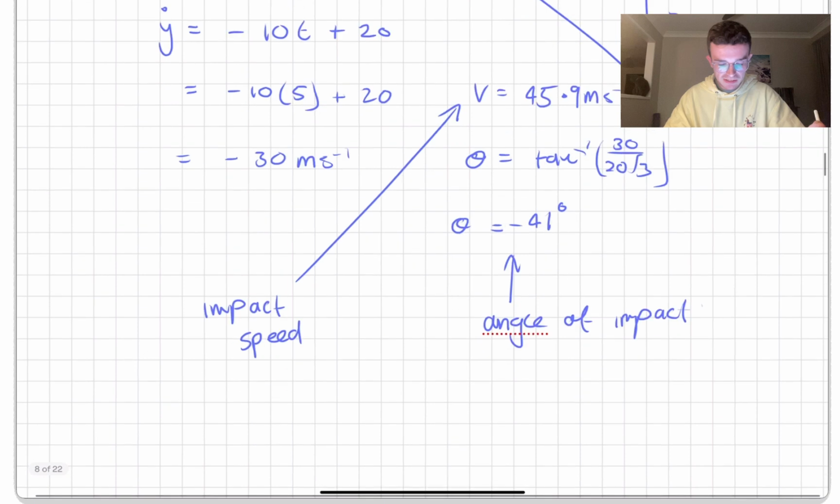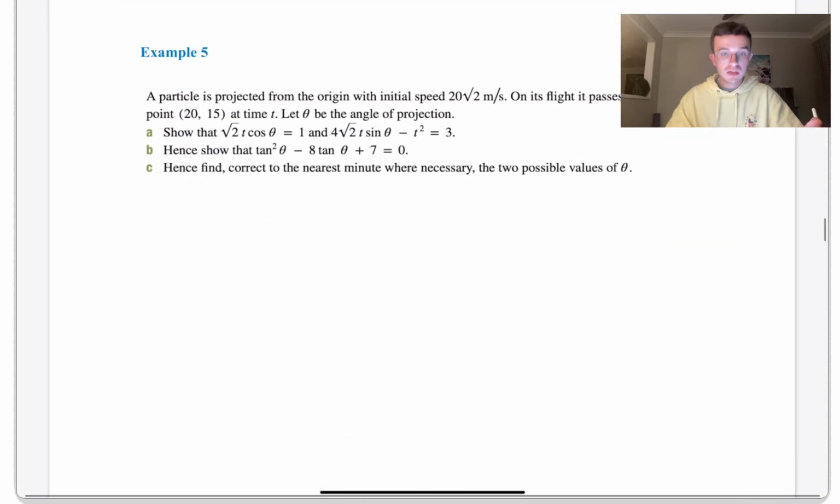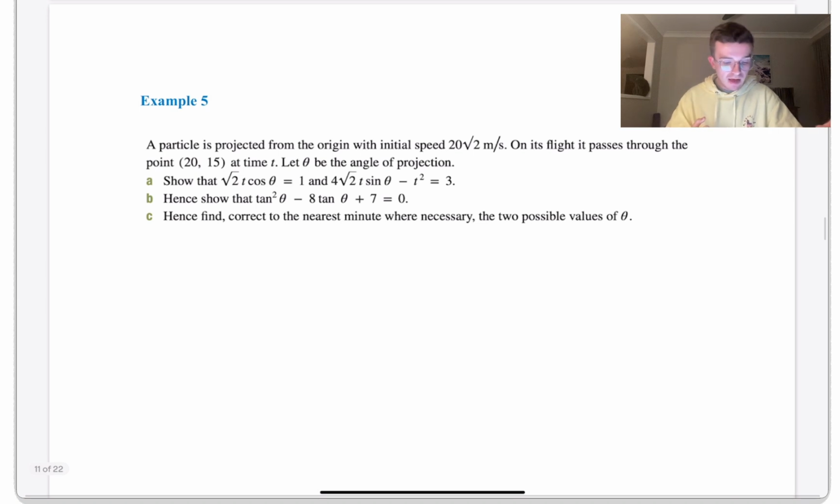Okay, let's have a look at the next example. I'm going to skip that one. We're going to go down to here. So example number 5. A particle is projected from the origin with an initial speed of 20 root 2. On its flight, it passes through the point 20, 15 at time t. Let theta be the angle of projection. Show that root 2 t cos theta is 1 and 4 root 2 t sine theta minus t squared is equal to 3.